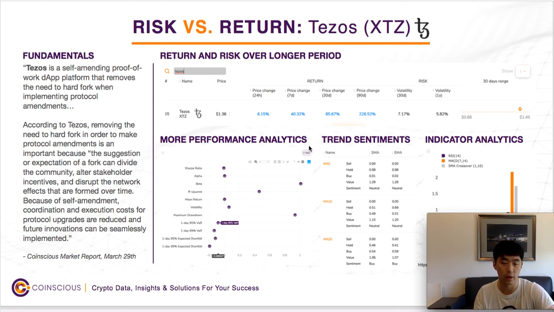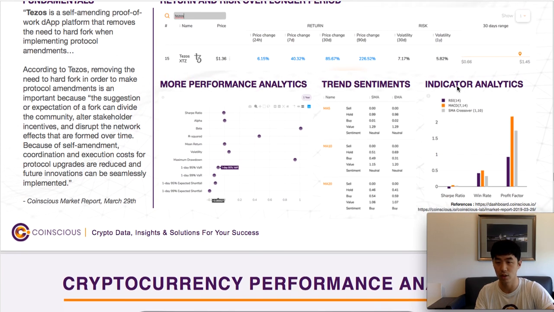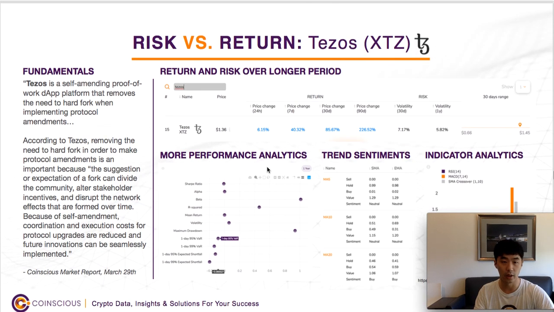We can also start looking into other performance analytics like alpha, beta values, value at risk, and expected shortfall. We can look into sentiments, trends, momentums, moving averages over longer periods of time, and also look at the indicators and see which indicator works the best for this asset by looking at win rates, profit factors, and so on. And then here I also copy and paste their description from our Coinscious market report.